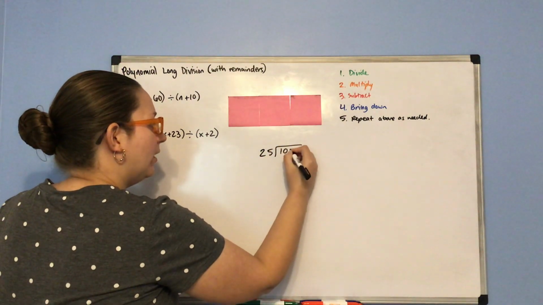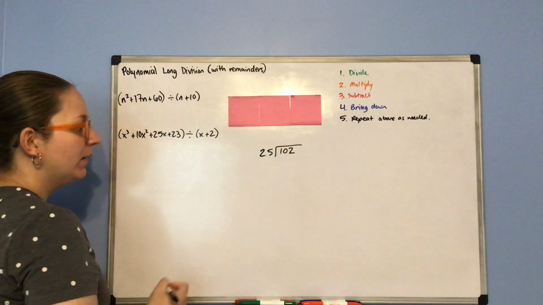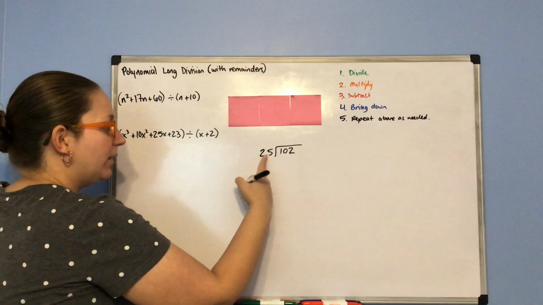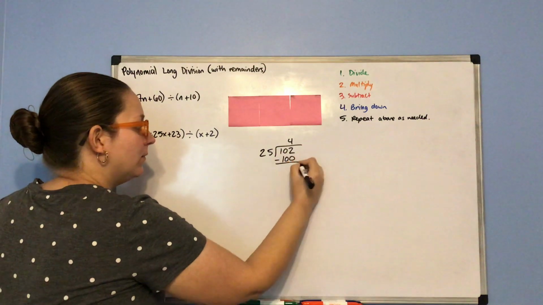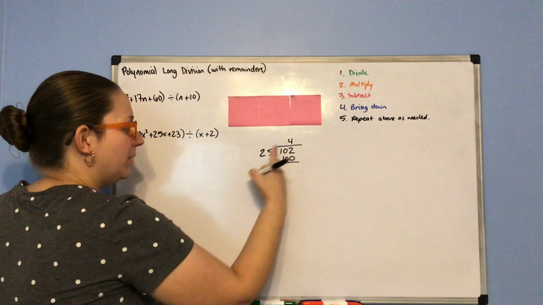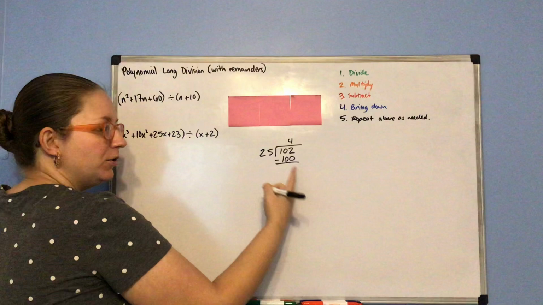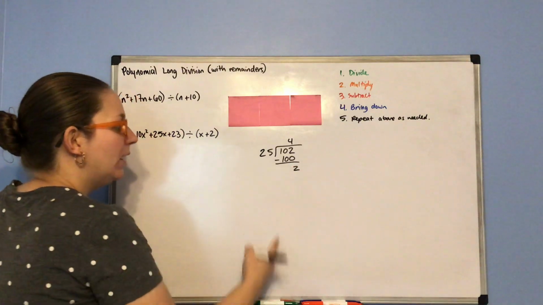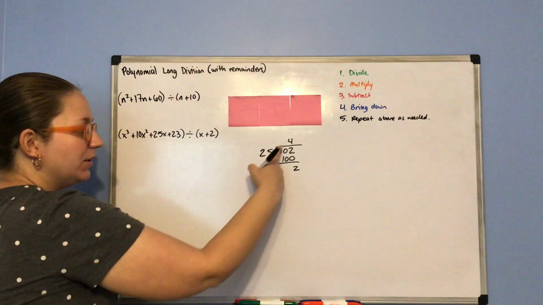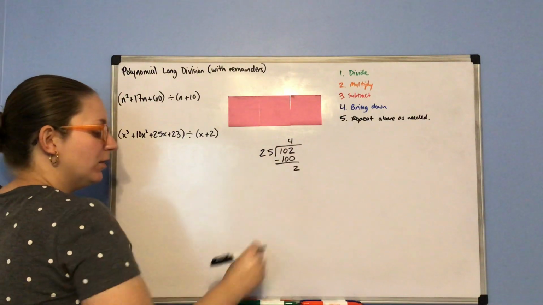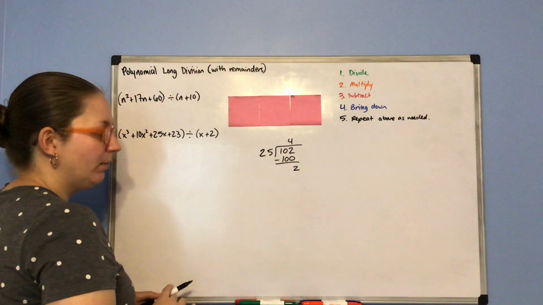If I did 102 divided by 25, 25 can go into 100 4 times. 4 times 25 is 100. 102 minus 100 is 2. That is the leftover amount that I have. So 25 goes into 102 4 times with 2 left over. That leftover is called the remainder.